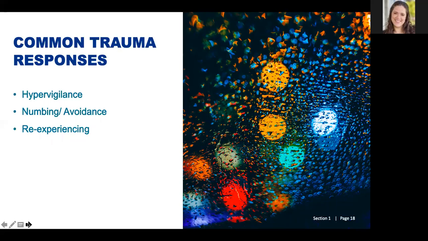Re-experiencing or reenactment is when thoughts, images, sounds, or feelings associated with the traumatic event come back into our minds uncontrollably. They may come back in dreams or nightmares. It's these images or sensations that can be so intense we feel as though we're going through the trauma all over again.